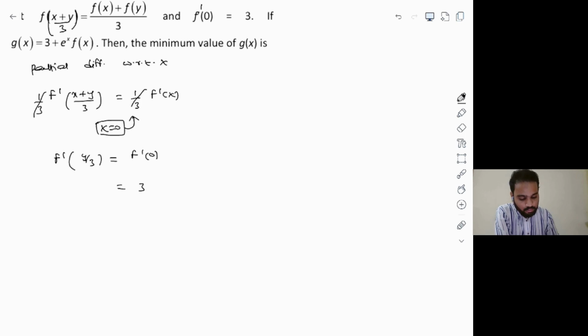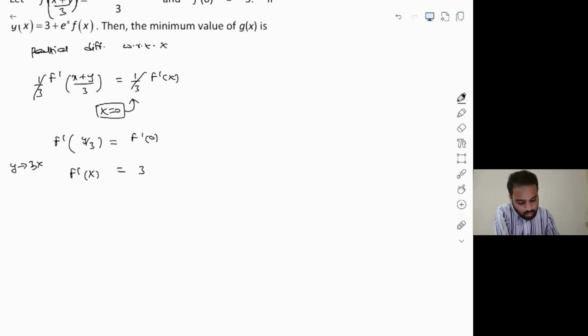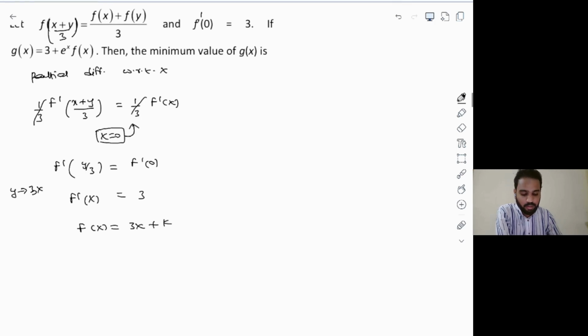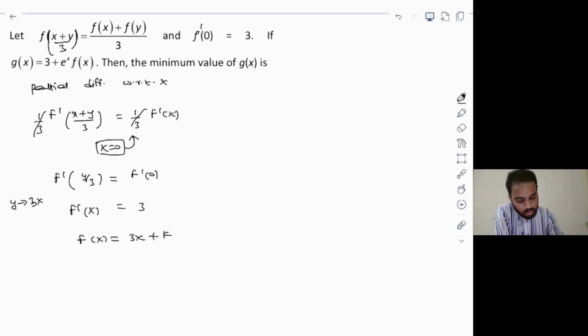So you get f dash of y by 3 is equal to 3, and you put again y with 3x. Okay. If you replace y with 3x, you're going to get f dash of x is equal to 3. Now you know f dash of x is equal to 3. So f of x on integrating will give you 3x plus some constant k. Okay. But you still need one more condition to get the value of k here. For that, what I can do is you just simply put x is equal to y is equal to 0 in the given equation itself.